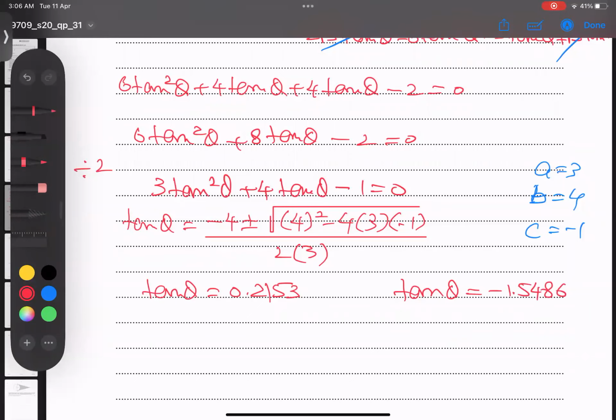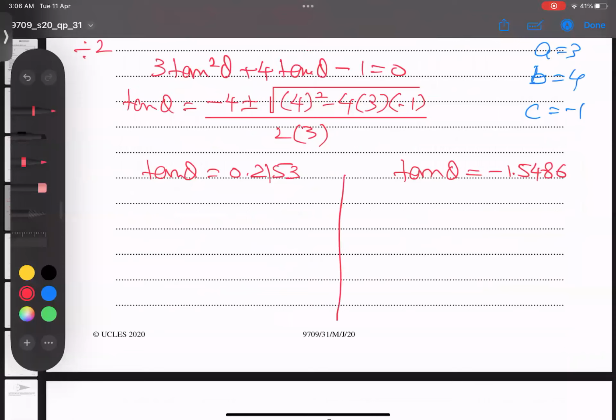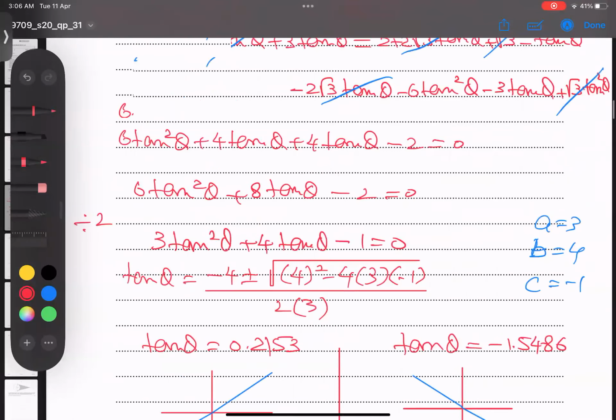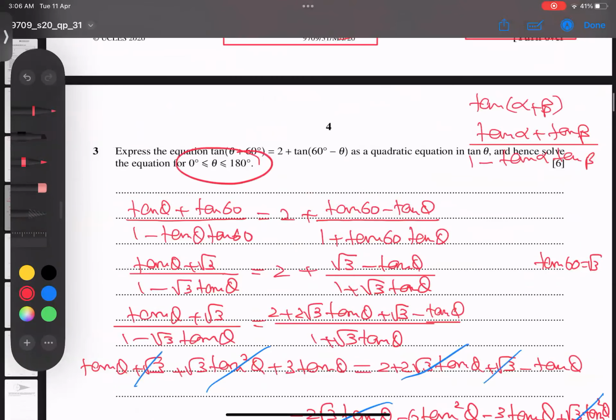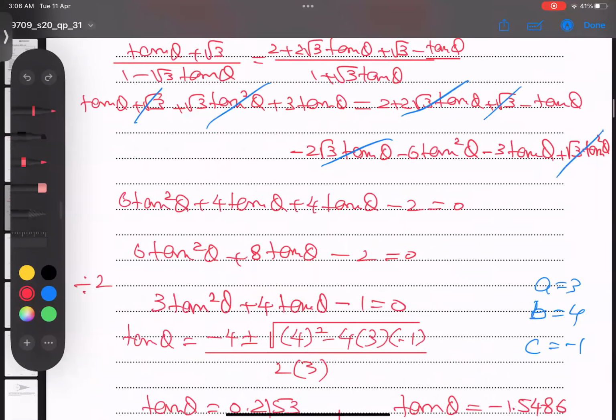1.5486. So now we can apply here because we know that this is a class property. Okay. And tan is positive in the first quadrant and third quadrant, and tan negative is in the second and fourth. But make sure one thing, we have to stay in the limit of 180 degrees, the first two quadrants.